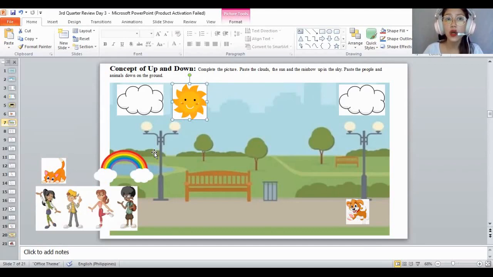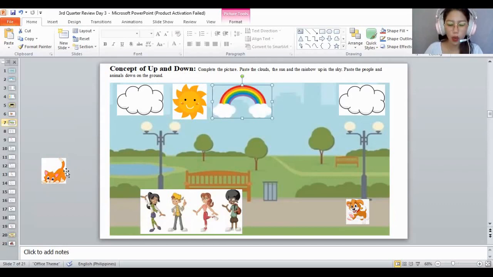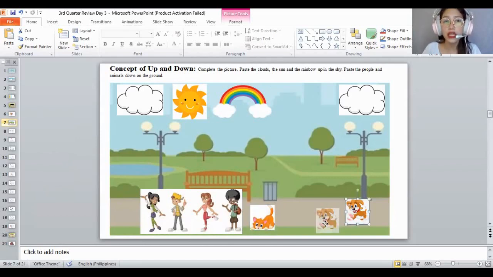How about the people? How about us? Where can you see us? Where do we live? Down on the ground, or up in the sky? Yes, we are down on the ground. How about the rainbow? Can you see the rainbow down on the ground? No. How about up in the sky? Yes, you can see the rainbow up in the sky. How about the cat? Is it up in the sky or down on the ground? Yes, very good. The cat, people, and dog are on the ground where the clouds, sun, and rainbow are up in the sky. That's the concept of up and down.